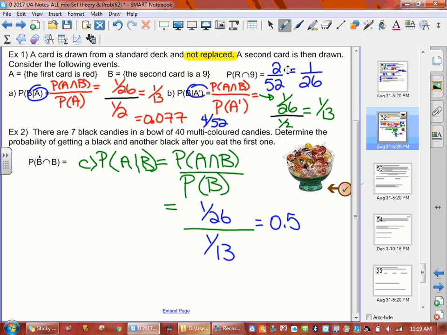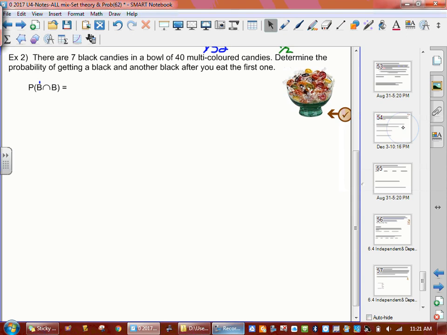I'll just give you a minute to write that down. Okay, carrying on. There are 7 black candies in a bowl of 40. Determine the probability of getting a black and then another black one after you eat the first candy.